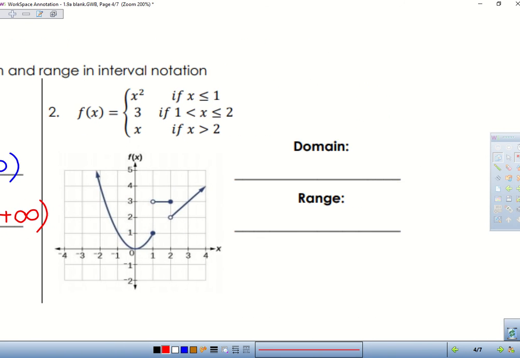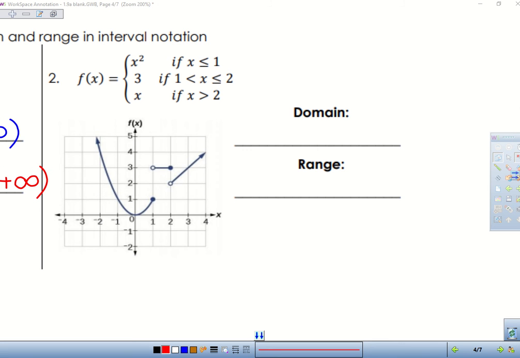So now we're going to move into the next one. This is a 3-piece piecewise function comprised of a piece of a parabola, a piece of a constant function, and a piece of a linear function. So the first thing we want to look at for our domain is if this function was going on in both directions forever, if there's arrowheads, what's going to happen? Well, eventually this function is going to end up taking on every x. So it's from negative infinity to positive infinity.